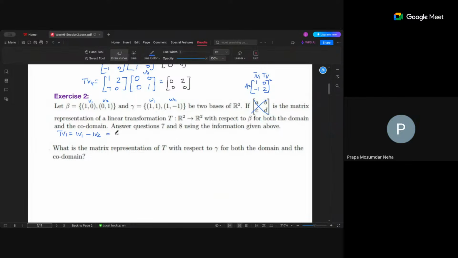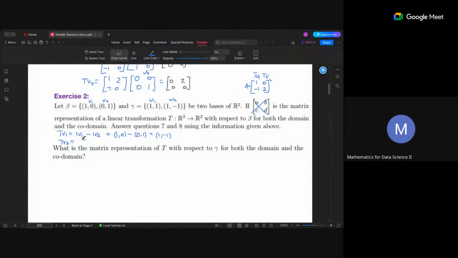Compute and tell me T(v1). What is T(v1) actually? What is the vector? 1v1 minus 1v2. Is it that difficult to calculate? 1v1 minus 1v2. So what is this vector? (1, -1). Yeah, so this is the vector (1, -1).